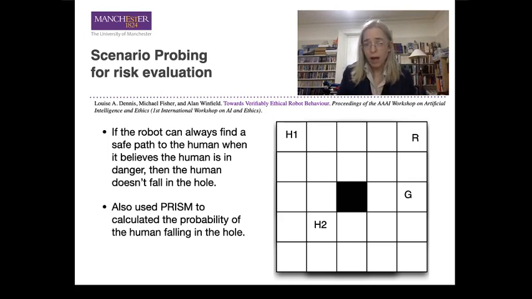And actually it turned out to be quite high, because just in the way we set this up, the robot often could not find a safe path to the second human, and so it wasn't able to get to them in time to stop them falling in the hole.